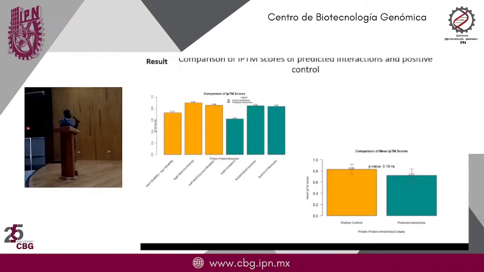So we did statistics to compare the IPTM scores of our predicted interactions and the positive controls. In yellow here are our known interactions, which are the positive controls, and in teal green here are the predicted interactions that we found from the clusters. So we did a mean comparison of the IPTM scores, and we found that the IPTM scores of both were not statistically different. So there was no significant difference, with a p-value of 0.19 between the two.